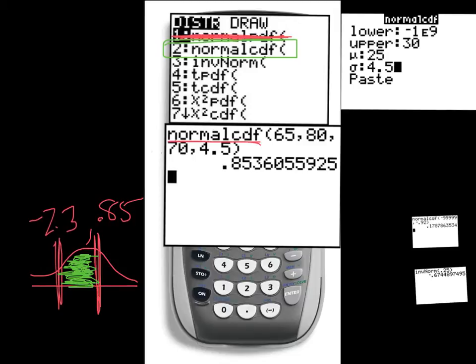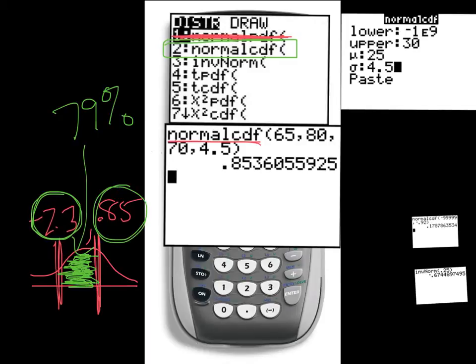Now, if you did this correctly, if you typed negative 2.3 comma 0.85, then you got 0.7916. So in other words, in between those two z-scores is 79% of the graph. And that's what the normal CDF told you. You got to make sure you put that comma in, and you have to make sure you put the low number in first before the comma, the high number in next. And then it'll tell you in between the two.